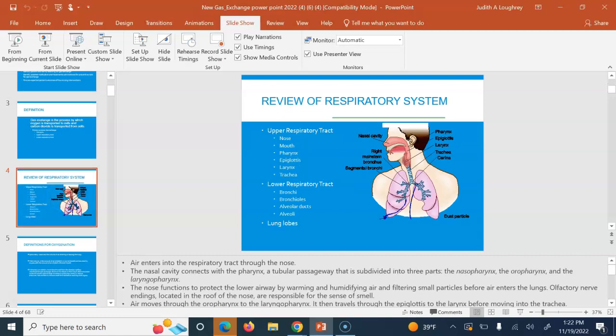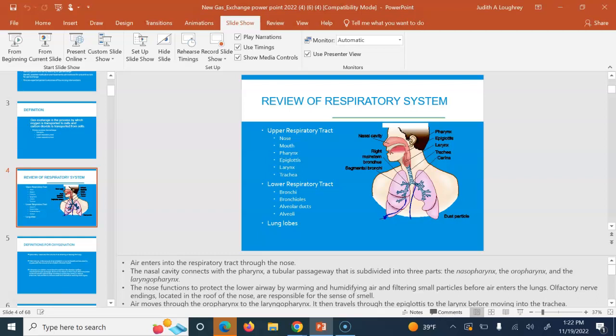Here's a review of the respiratory system. I also recommend that you watch the little video that is posted on Moodle that basically gives a brief description of the anatomy and the basic physiology of the respiratory system. It really helps to refresh your memory on how everything works.